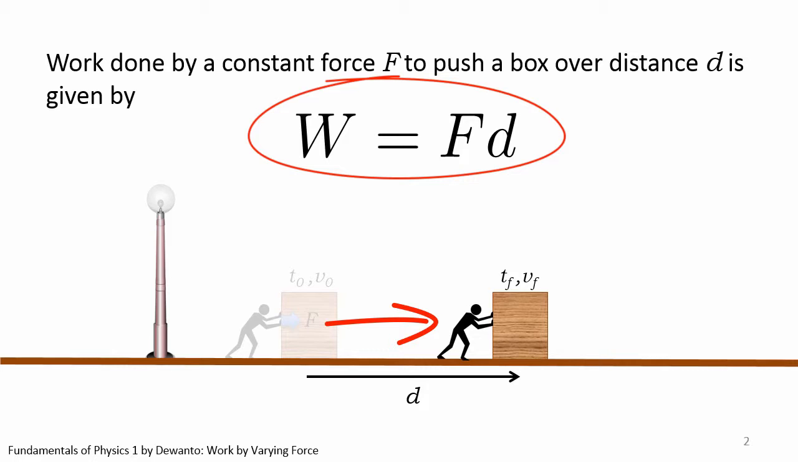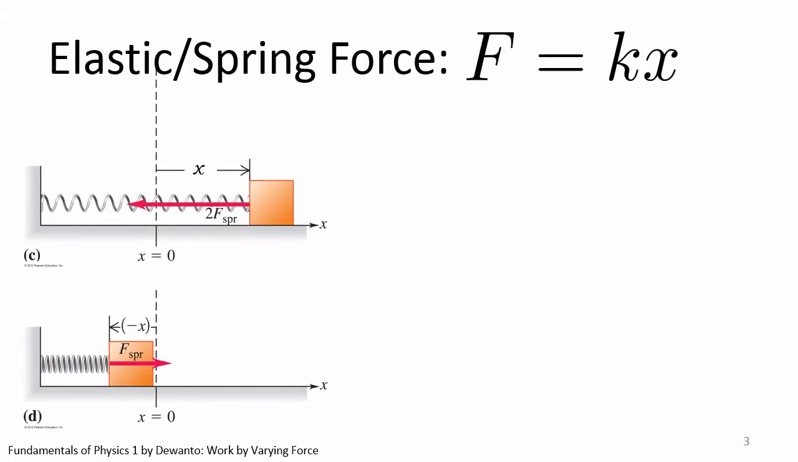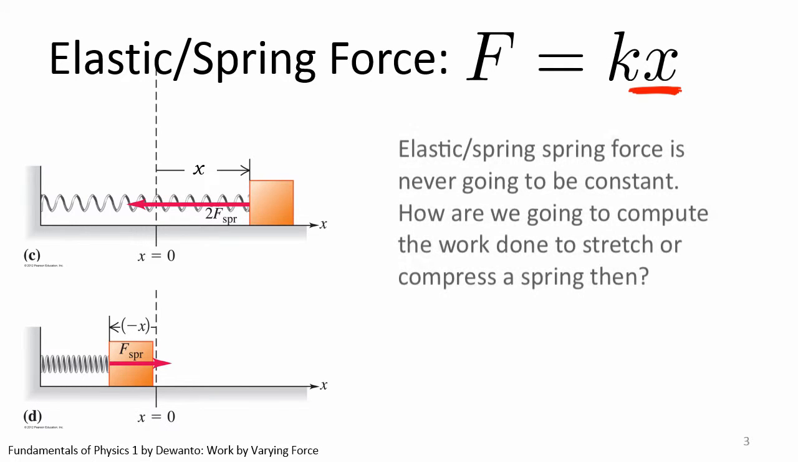For example, let's recall the elastic spring force we learned in Chapter 5. The strength of such force depends on how much it is already stressed to begin with. Hence, applying a force to stress or compress a spring is never going to be constant. How are we going to compute the work done to stress or compress a spring then?